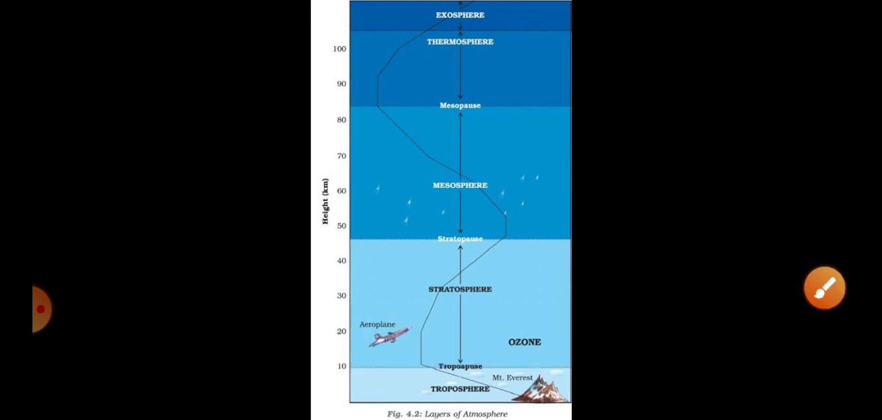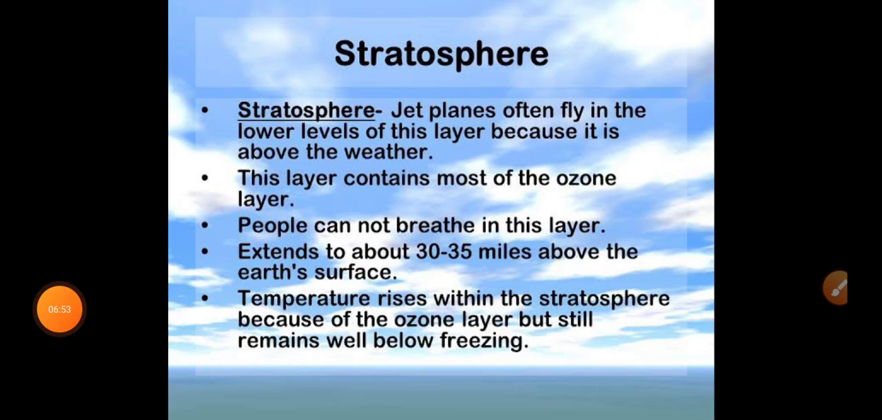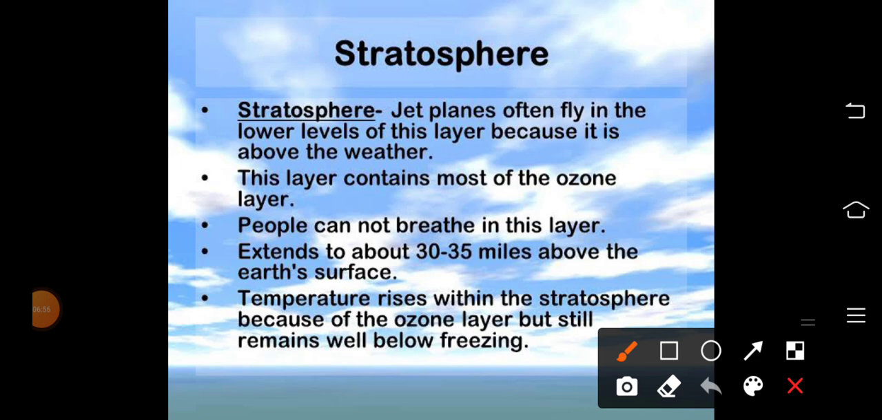Then this particular layer is ideal for aeroplanes and jet planes. So the stratosphere is the second layer. Jet planes often fly in the lower part of this layer because it is above the weather. This second layer is almost devoid of weather phenomena, free of clouds and related rain, frost, smoke, snowfall or wind, all these things. So this is a very calm and quiet layer, I think.